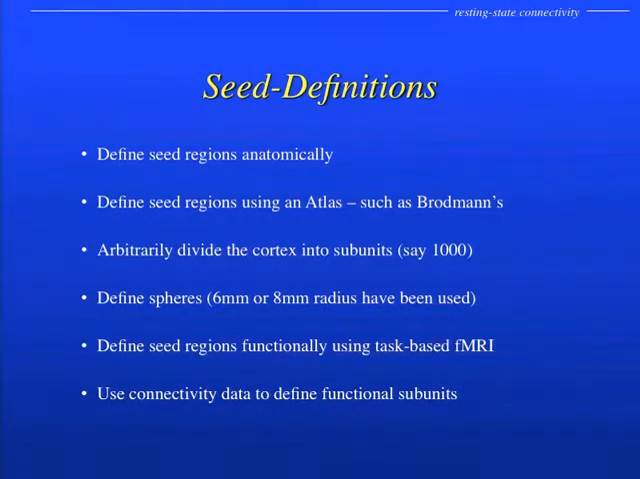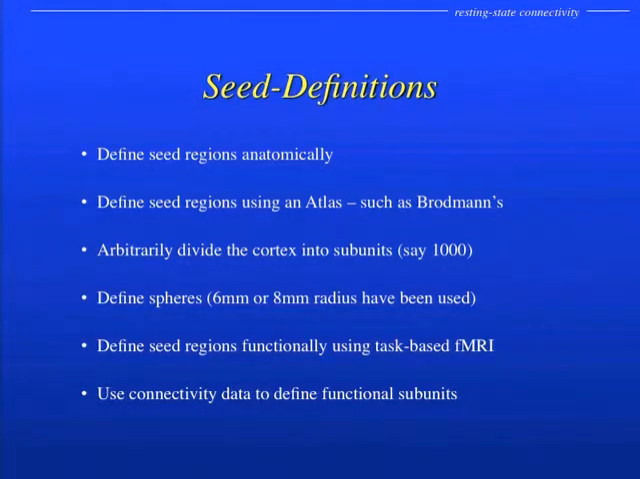So seed regions, just to summarize, can be defined anatomically. We can use an atlas such as the Brodmann atlas. We can arbitrarily divide the cortex into subunits, and I think that's been done here actually. Say people have divided the cortex into 1,000 subunits. We can define spheres. People have used spheres of different radii throughout the brain. And as I said, on a limited basis, you can define them functionally.